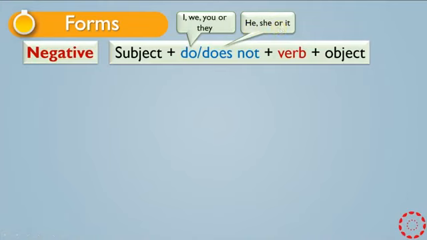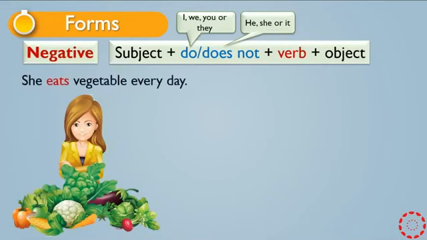And also we can use the contracted form of this auxiliary verb do. Instead of saying do not, we can say don't. And instead of saying does not, we can say doesn't. Look at this example. She eats vegetables every day.